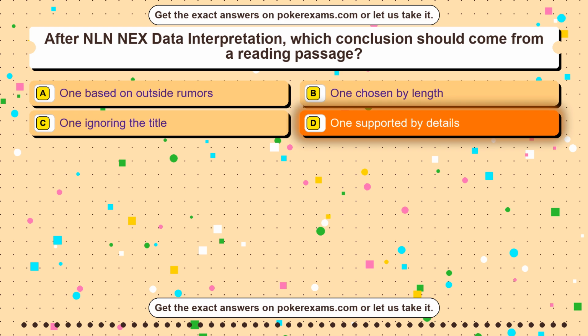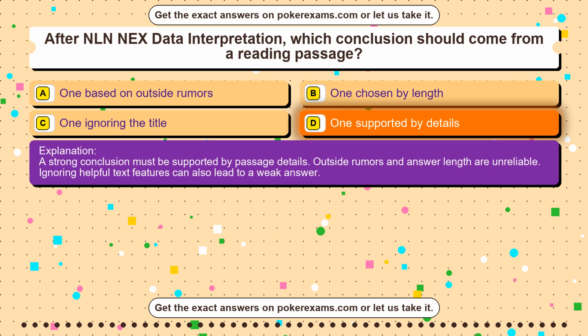One supported by details. A strong conclusion must be supported by passage details. Outside rumors and answer length are unreliable. Ignoring helpful text features can also lead to a weak answer.